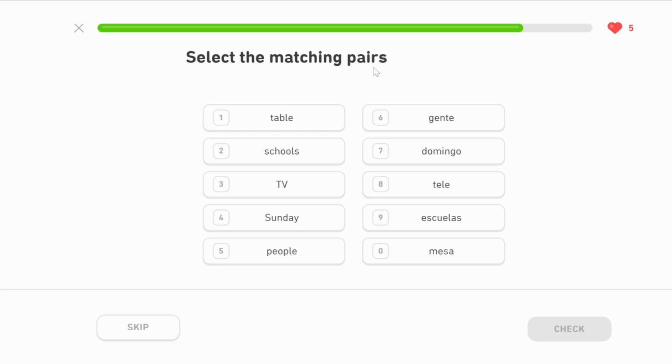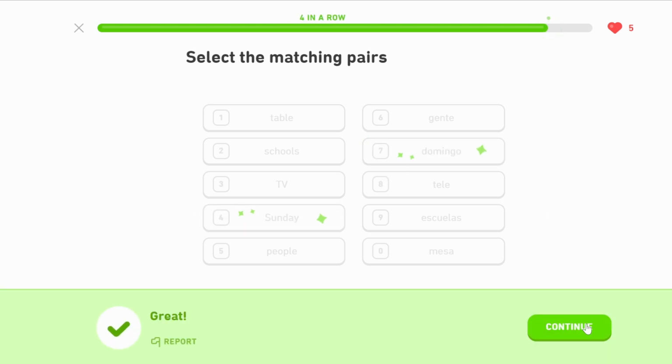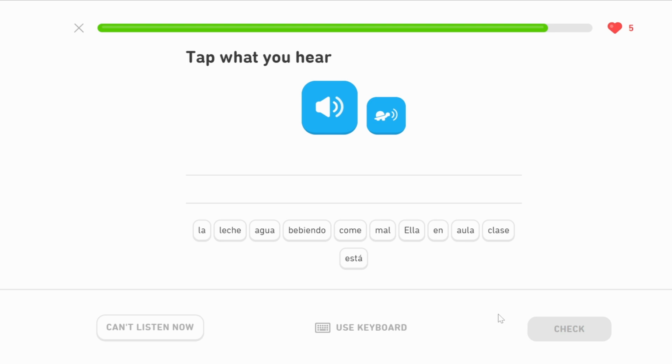So select matching pairs. This is usually pretty easy. So people is gente. Table is mesa. Schools is escuelas. The TV is tele, or televisión. Sunday is domingo. There we go.